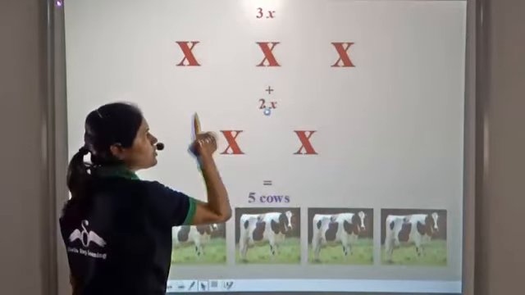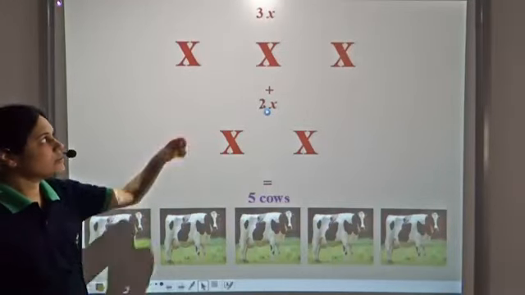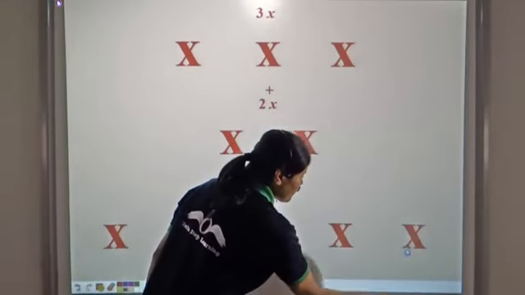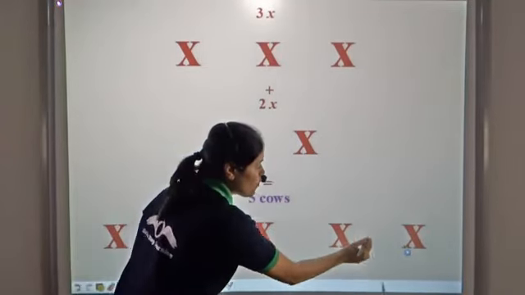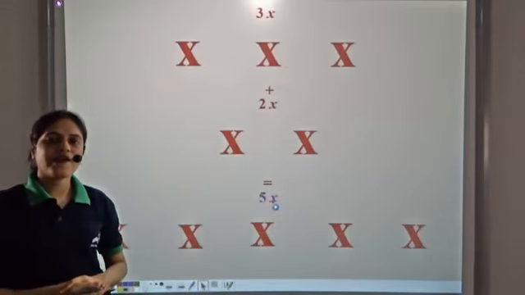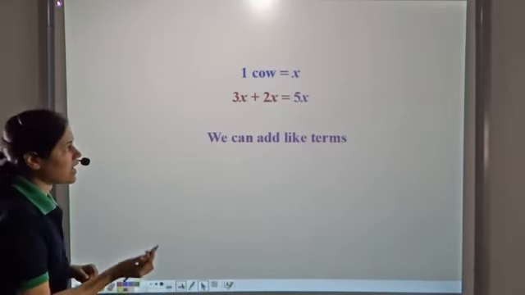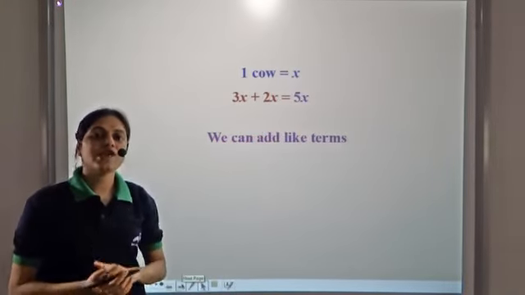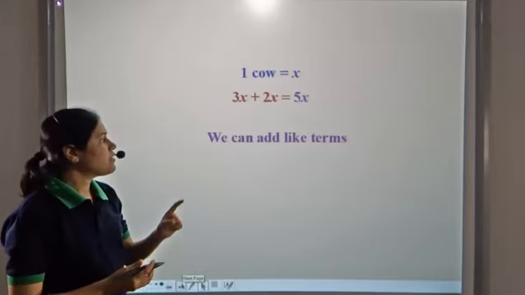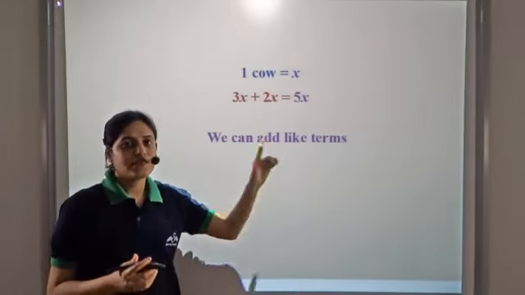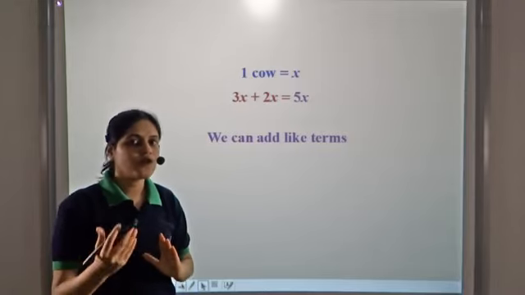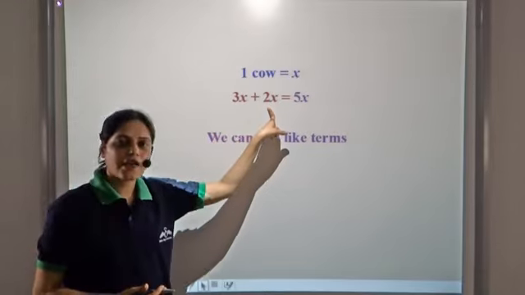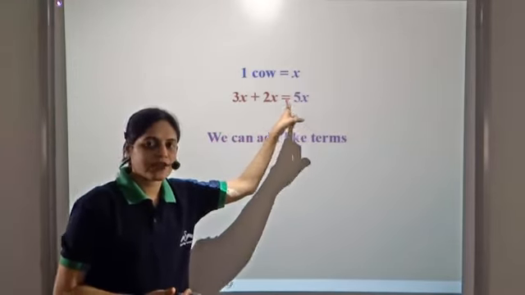1x, 2x. We have 2x here, so 3x plus 2x will have 1, 2, 3, 4, 5. We'll have 5x here. So we can write it as 3x plus 2x as 5x. So just like we can add similar things, we can add like terms. Since we added cows to cows, we can add x to x. So 3x and 2x gives us 5x.